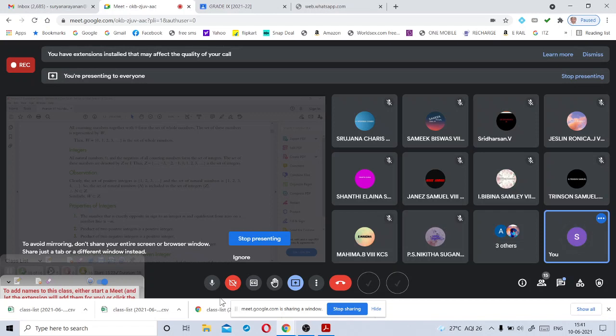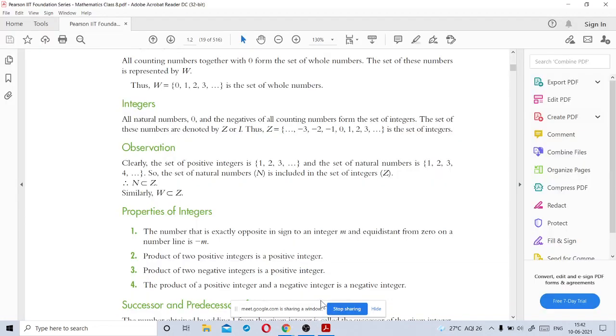Srujana, Nikita, Mahima, yes, sir. Trishan, have you recollected this point about integers? Yes, sir. Next, come to the next point.